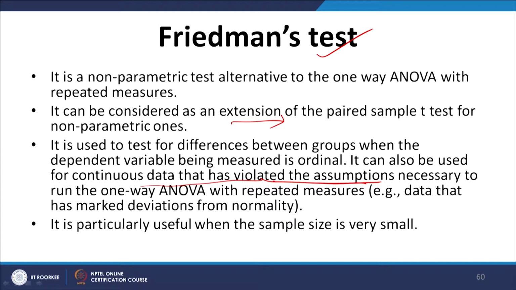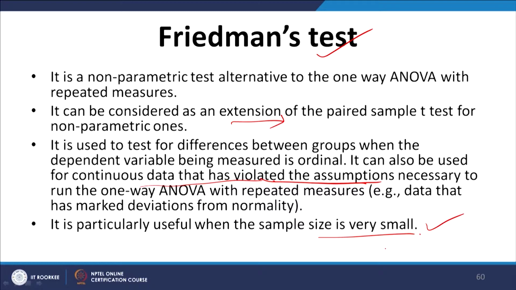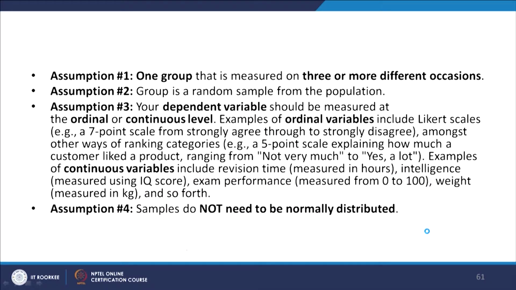It is particularly useful when the sample size is very small. Now, that is very interesting. If you have a one way ANOVA, a parametric test, and the sample size is too small, then it does not work well, but this test has the capacity to function well even when the sample size is small. So, let us see a test, I will show you. There are some assumptions first, let us discuss.